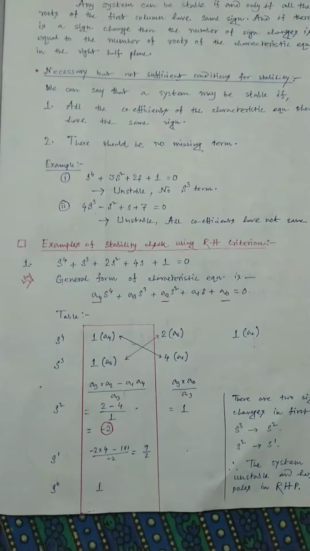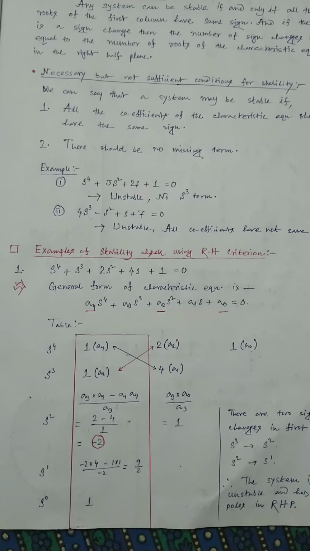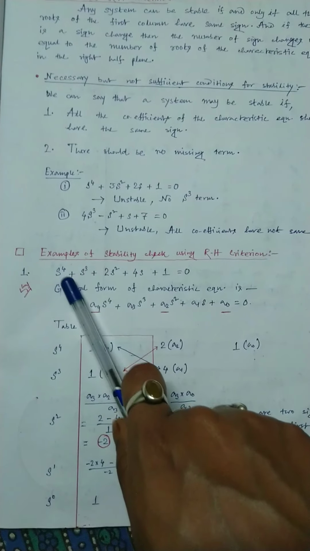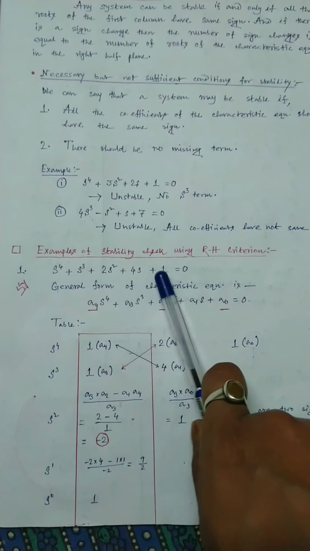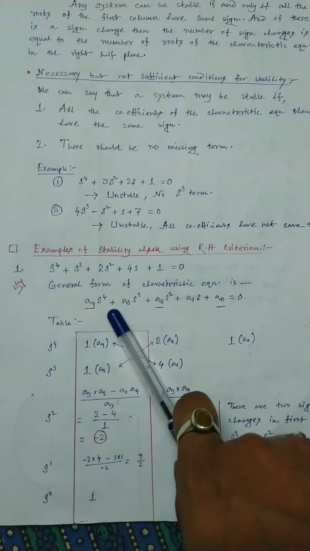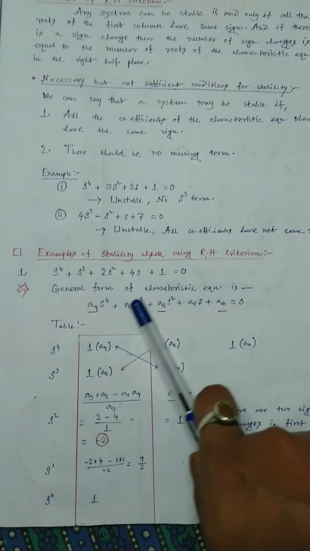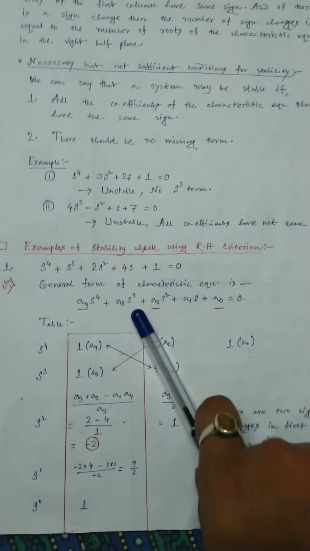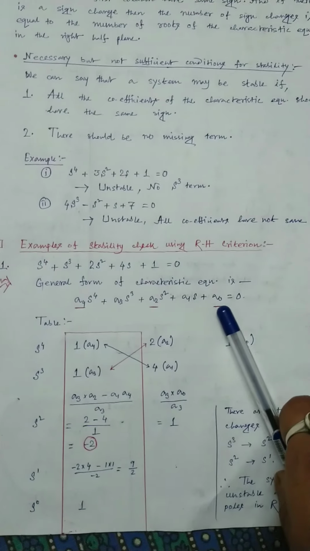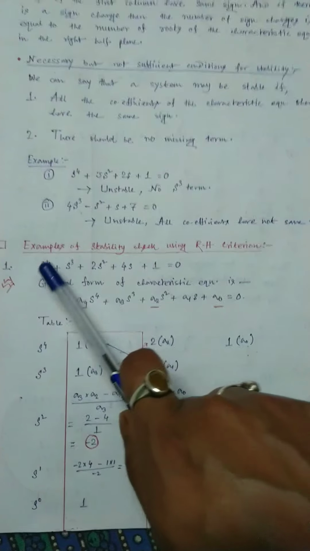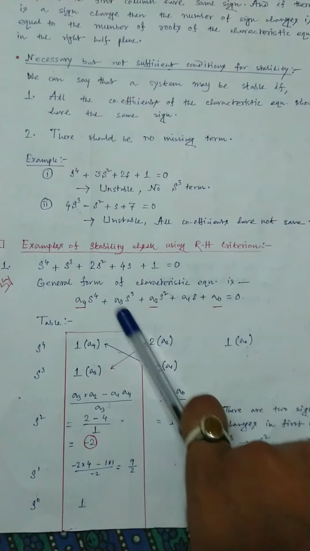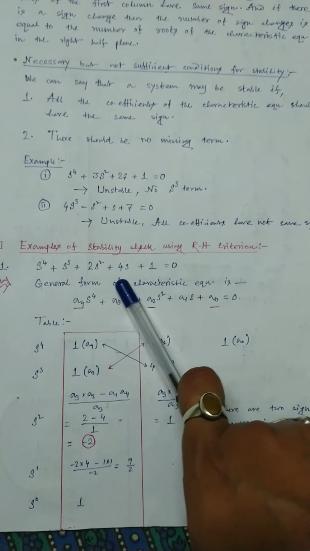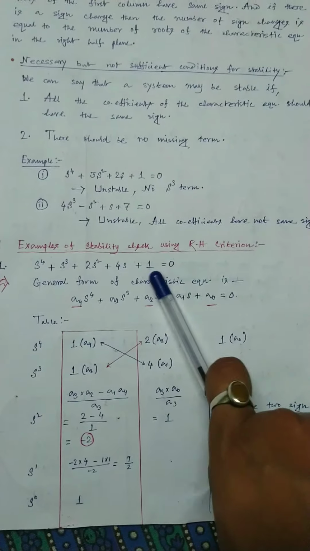Now there are some examples for checking stability. In the first example, the characteristic equation is s4 plus s3 plus 2s square plus 4s plus 1 equals 0. Now we can compare it with the general form of the equation, that is a4 s to the power 4 plus a3 s cube plus a2 s square plus a1 s plus a0 equals 0. So a4 equals 1, a3 equals 1, a2 equals 2, a1 equals 4 and a0 equals 1.